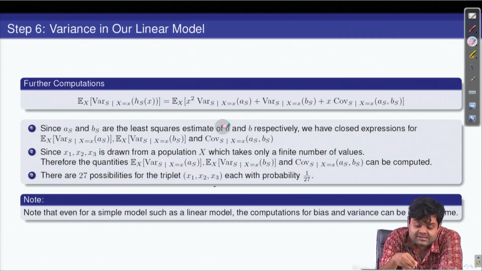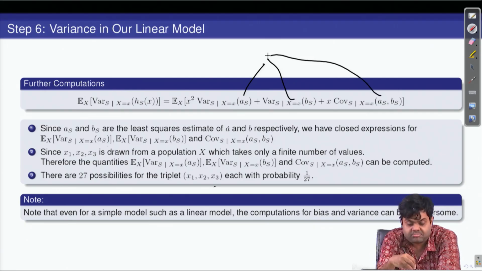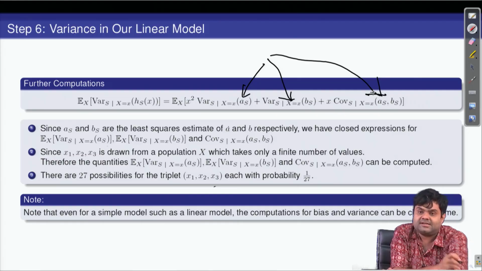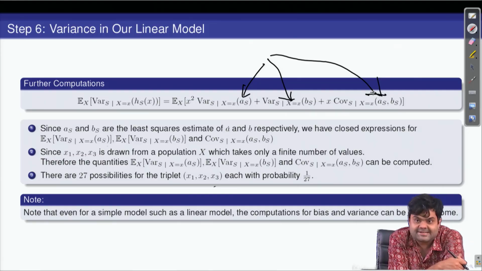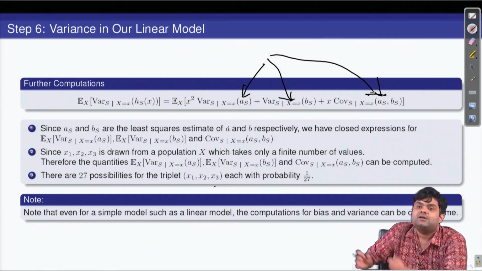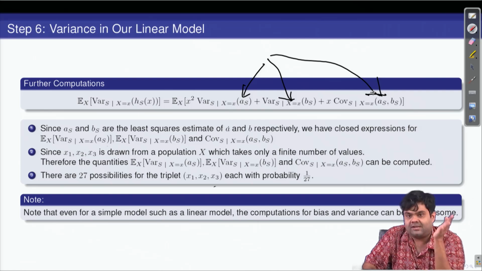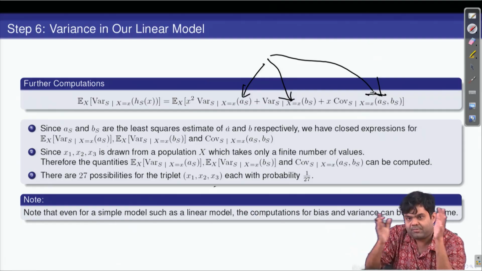For linear models, all these terms have closed form formulas. AS and BS have closed form formulas in terms of the data itself, as we saw in some previous class. Explicitly, you find the sample mean, and you take the squared distances between the sample mean and the actual values, etc., and you can calculate this. So, AS and BS are explicit rational functions of the sample point.